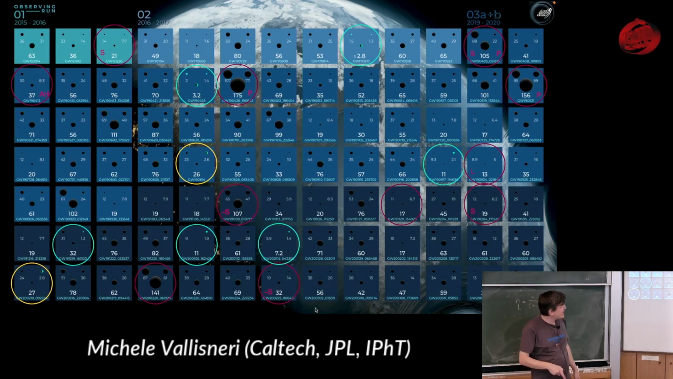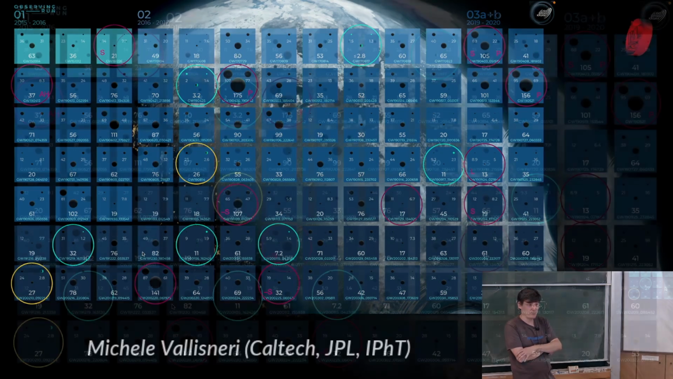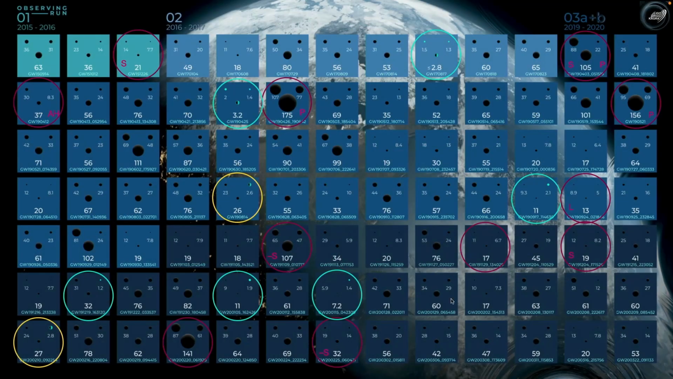I think these are the 90 events that have a detection probability larger than 1/2. Most of them actually have a confident detection. So that's not the false alarm rate. That's turning the false alarm rate into a probability for a given event as you get it.